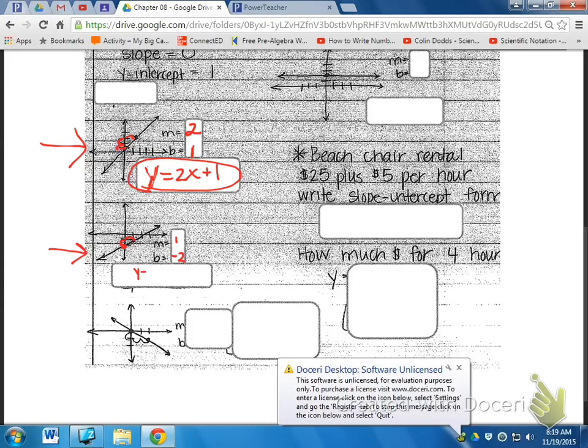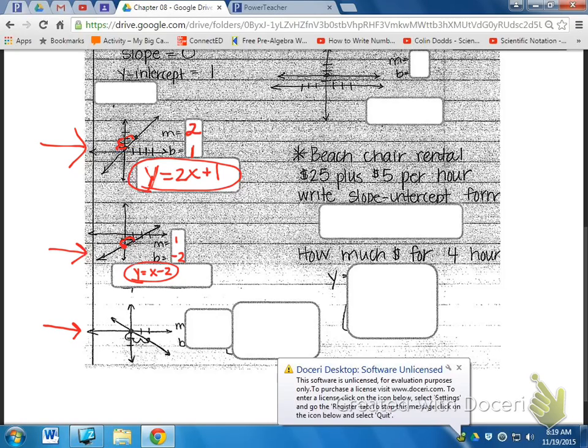Y equals x minus 2. Very good. Y equals x minus 2 is it. You don't have to write the 1 in front of the x when the slope is 1. All right, questions about that? Let's check this one out.